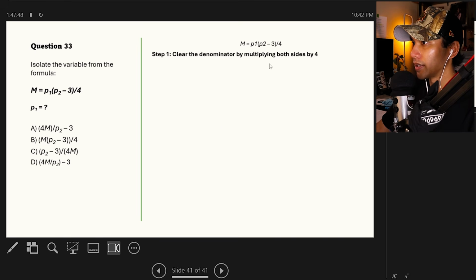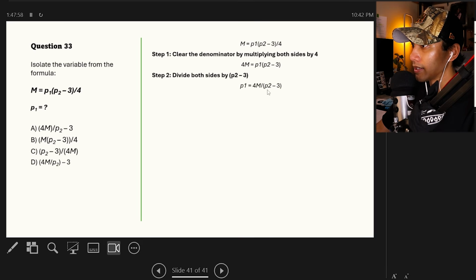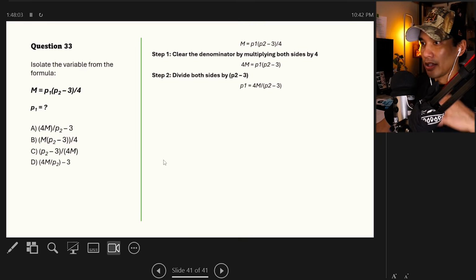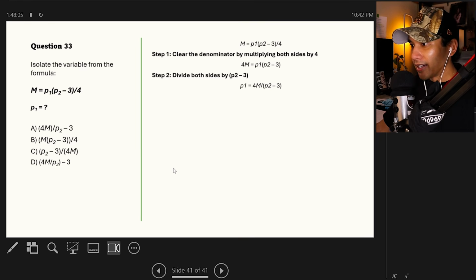So you would clear the denominator by multiplying both sides by 4. Okay, we did that. 4M equals P1, P2 minus P3. And then divide both sides by P2 minus P3 to isolate P1. And that's it. Then you have your correct answer A.